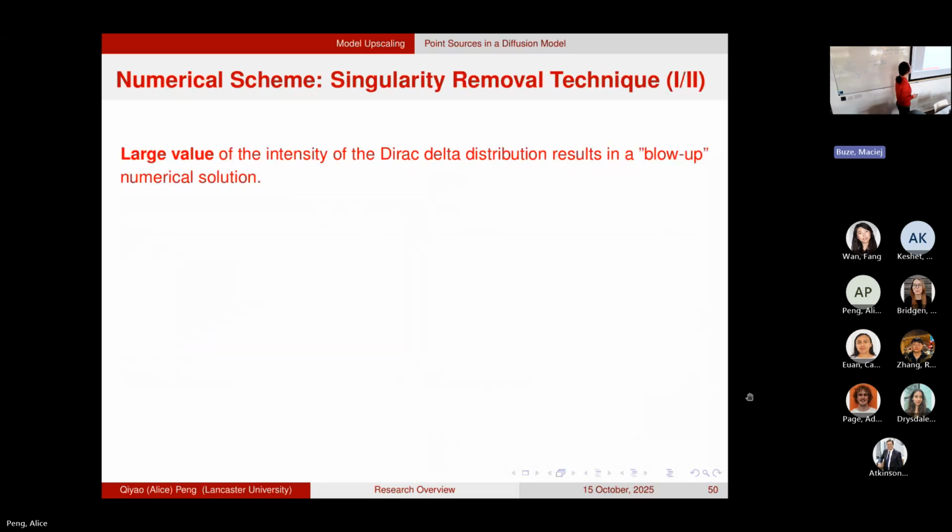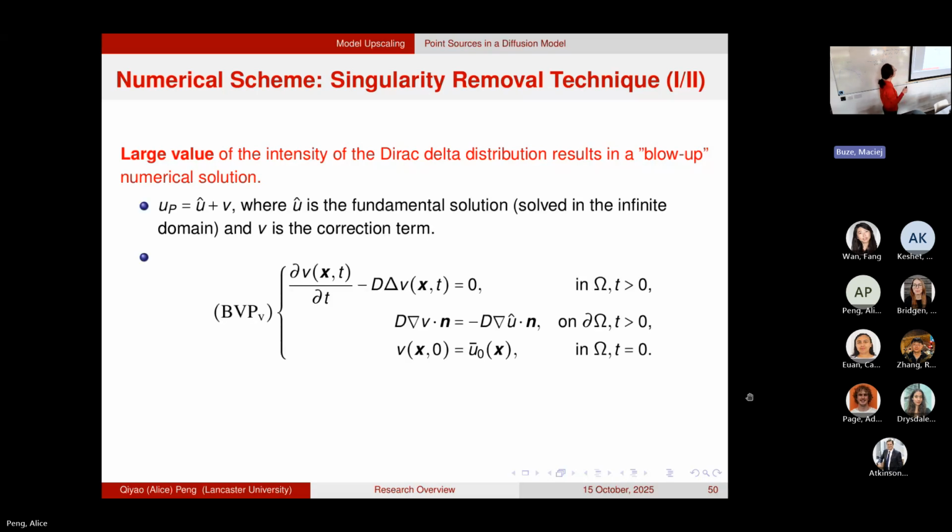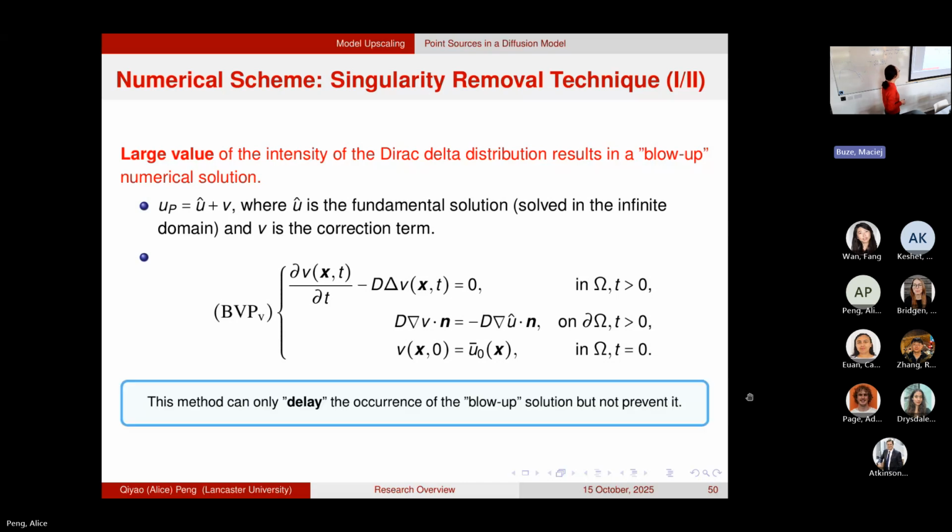So we use the singularity removal technique by splitting the boundary value problem solution we're looking for into u hat and v, where u hat is the fundamental solution of the diffusion equation, and v is the correction term, which can be solved by here. As you can see, here is a very nicely defined diffusion equation, and all the singularity hidden in u hat has been transferred to the computational boundary. But this can only delay the occurrence of the blow-up solution, not prevent it.